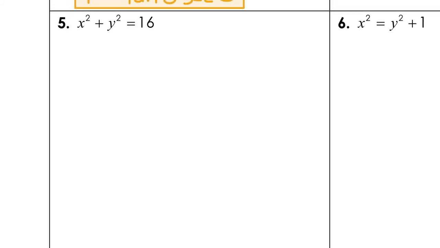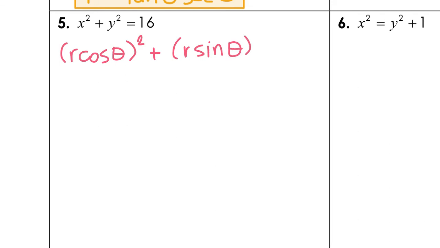So x, we know, is r cosine theta, and then that needs to be squared, plus y is r sine theta, also needs to be squared, equals 16.